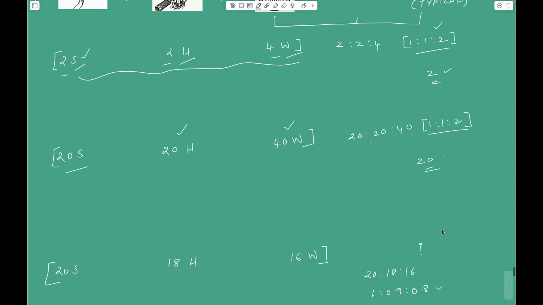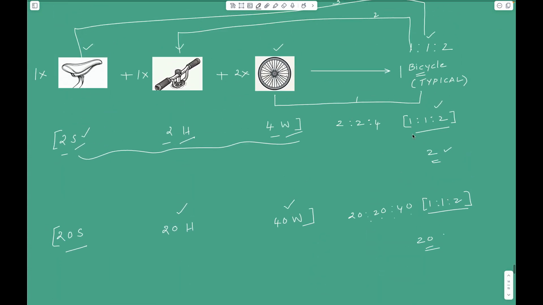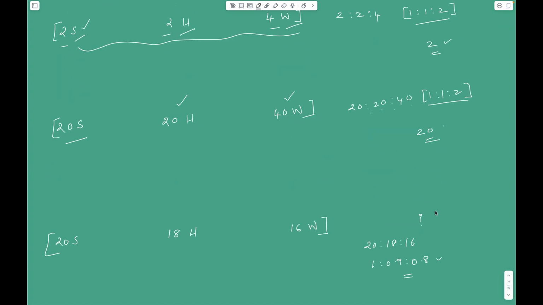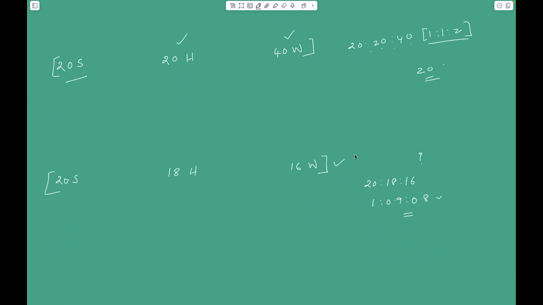But the correct proportion is 1 to 1 to 2. This is the ratio in which these components are present in each bicycle. But here I have them in this ratio. So they are not in the right proportion, in the correct ratio. Then how do I figure out the number of bicycles I can make using these quantities?